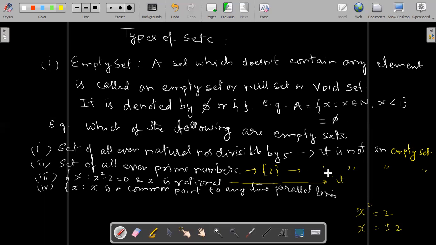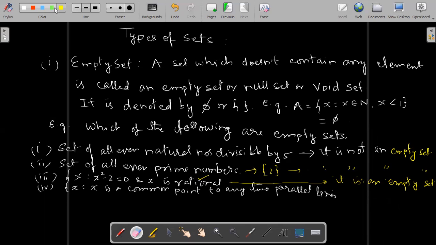Sorry, the root comes, square root of 2 is an irrational number. So it is an empty set, because root 2 is an irrational number and here the set has x belonging to rational numbers. If it were written that x is a real number, then it would become a non-empty set.